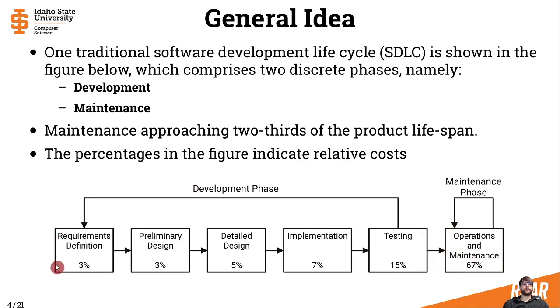The interesting thing, if you look below, is that the percentages are telling us our relative costs. So we have 3% for requirements, relative cost in time or effort percentage. Preliminary design and detailed design are 5%, implementation 7%, testing 15%, operation and maintenance 67%. So two-thirds of our product lifespan cost is found in the operation and maintenance component. So it might be wise for us to think that there may be a need for some way to manage this.